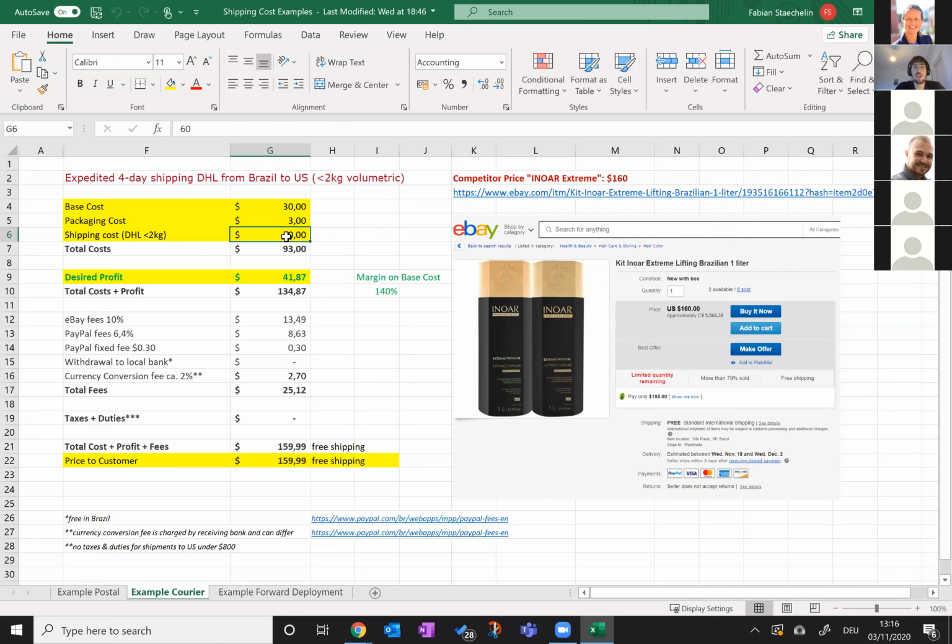The last model is the one I already talked about, which is shipping a larger quantity into the target market and then working with a business partner to do the last mile delivery. I'm not going to dwell on that because we already talked about it in the last webinar. So if you haven't seen that one, make sure to watch the video from last time.